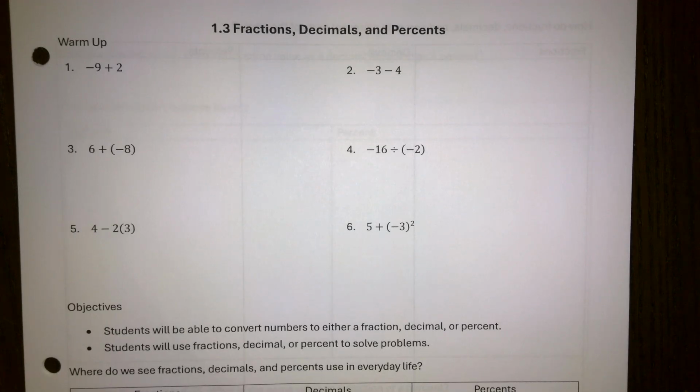Once again, I always recommend you work a problem, unpause to check the answer, and do one at a time just so you're getting that feedback. Okay, so hopefully you have the problems done, and I'm going to go ahead and start working through them.